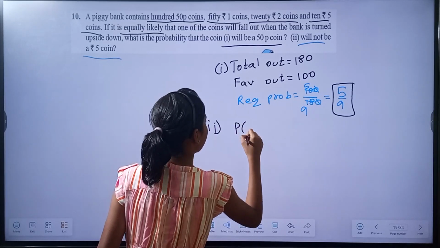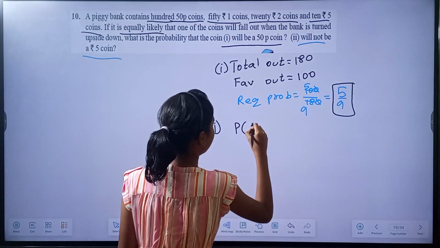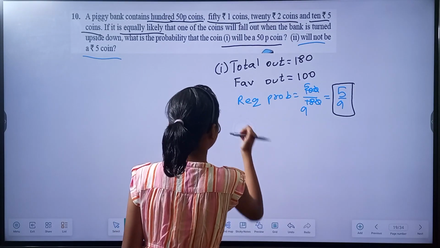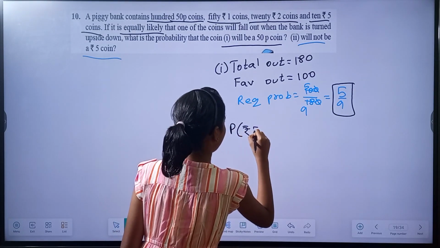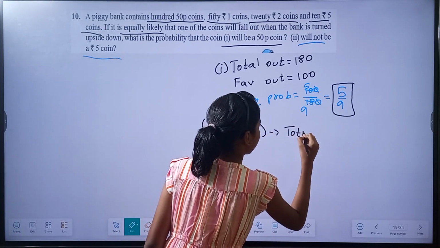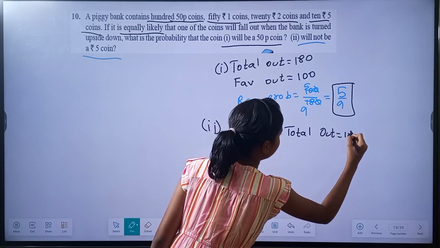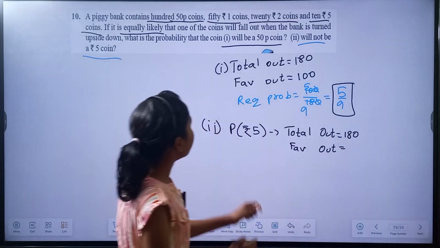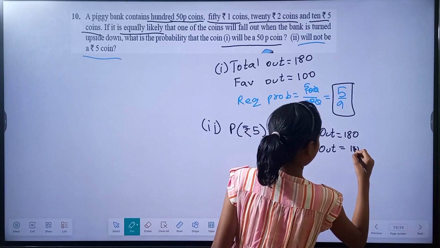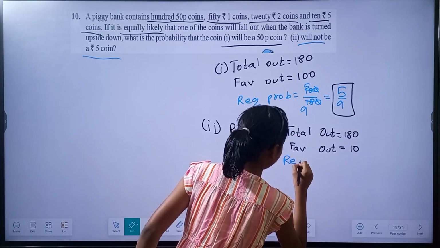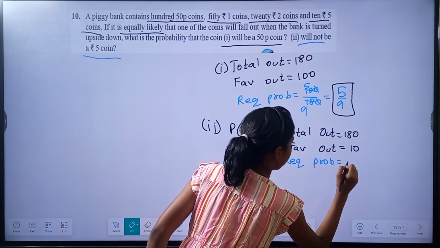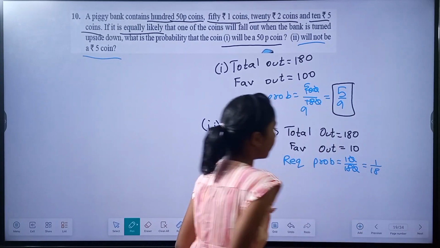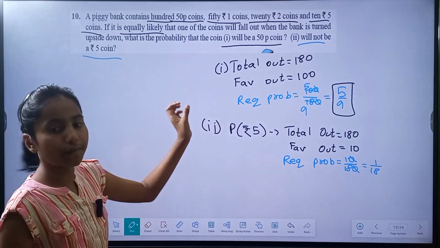1 minus P of getting a 5 rupee coin. First, let us write the total outcomes. Total outcomes equal to again 180. And favorable outcomes: we have 10 5 rupee coins. So 10. The required probability equal to 10 by 180, zeros cancel, 1 by 18.